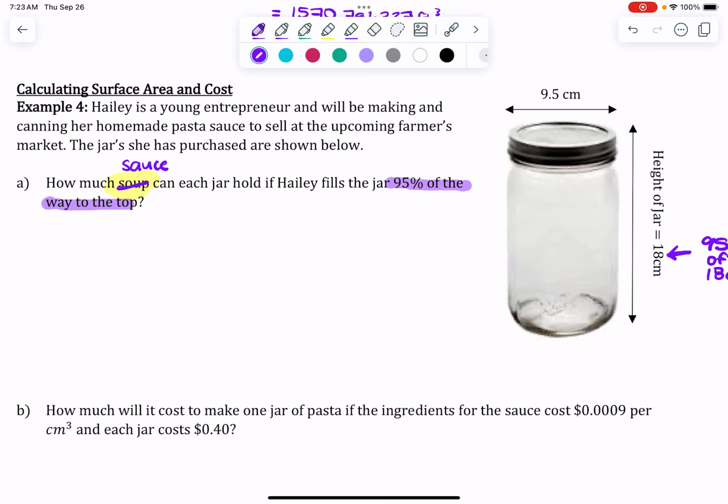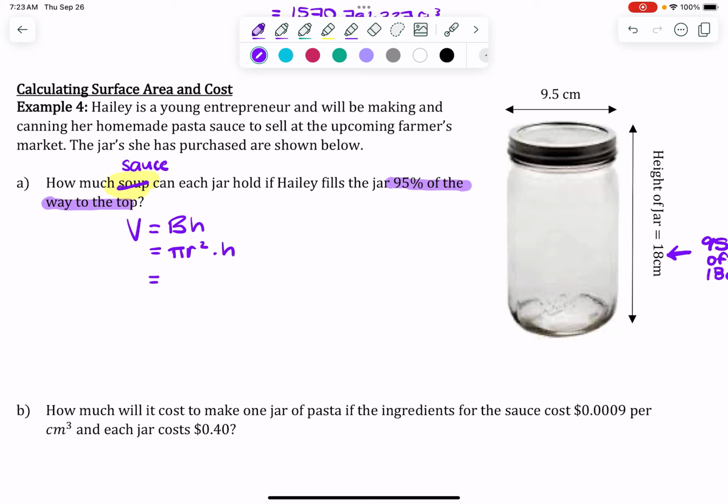Now if we're talking about how much sauce can each jar hold, then we're talking about the volume, right? Because we're filling jars with sauce. We're not coating jars in sauce. So we need to figure out the volume. We have a cylinder here. We have the area of the base times height. And that area of the base is a circle, so I'm going to replace it with pi r squared. And we can plug in those numbers.